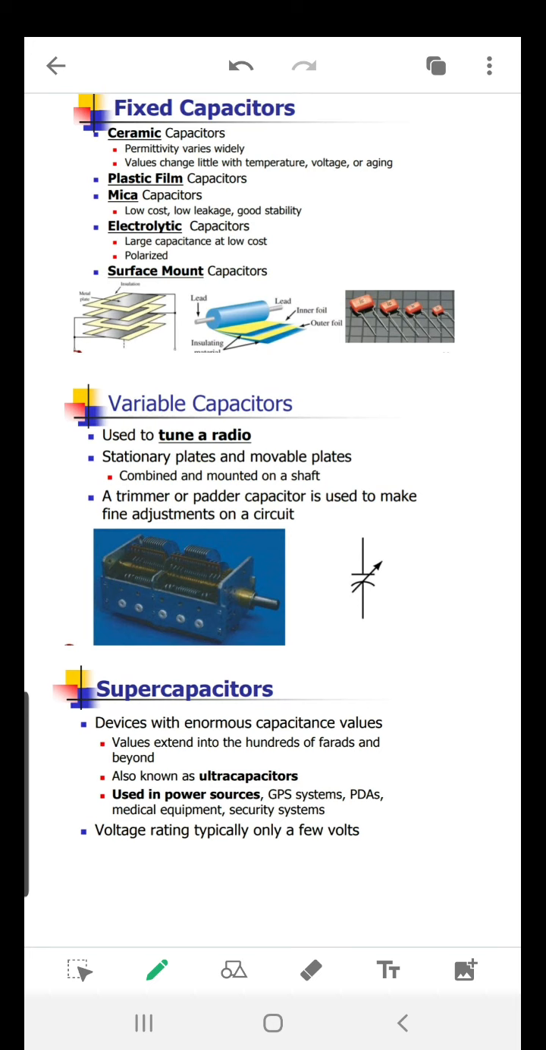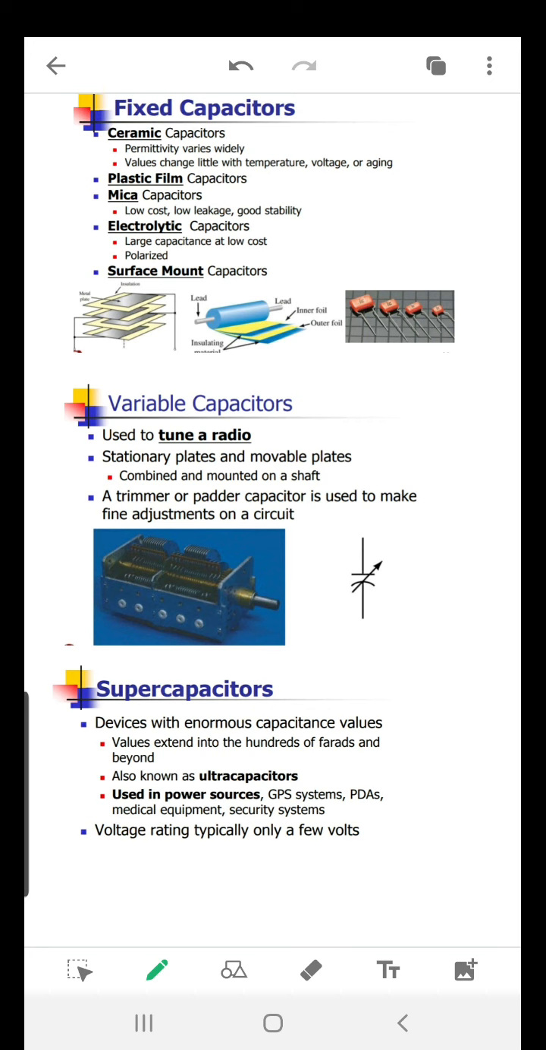Then we come to the variable capacitors. These variable capacitors are used to tune a radio. They have stationary plates and movable plates also, which can be combined and mounted on a shaft. A trimmer or padder capacitor is used to make fine adjustments in the circuit.